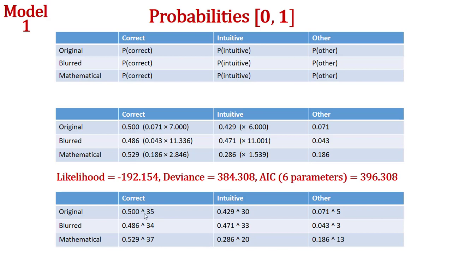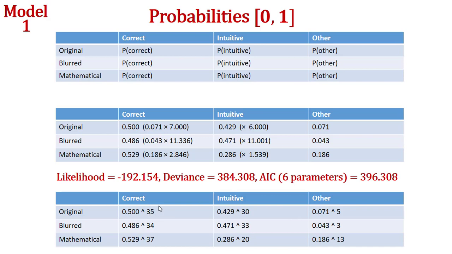So we can go to the table in which we are going to see the likelihood. The expected probability in the original problem for correct is 0.5, for intuitive is 0.429, and for other is 0.071. Unlike model 0, these values will change in the blurred problem and in the mathematical problem, so they are not the same as in model 0.